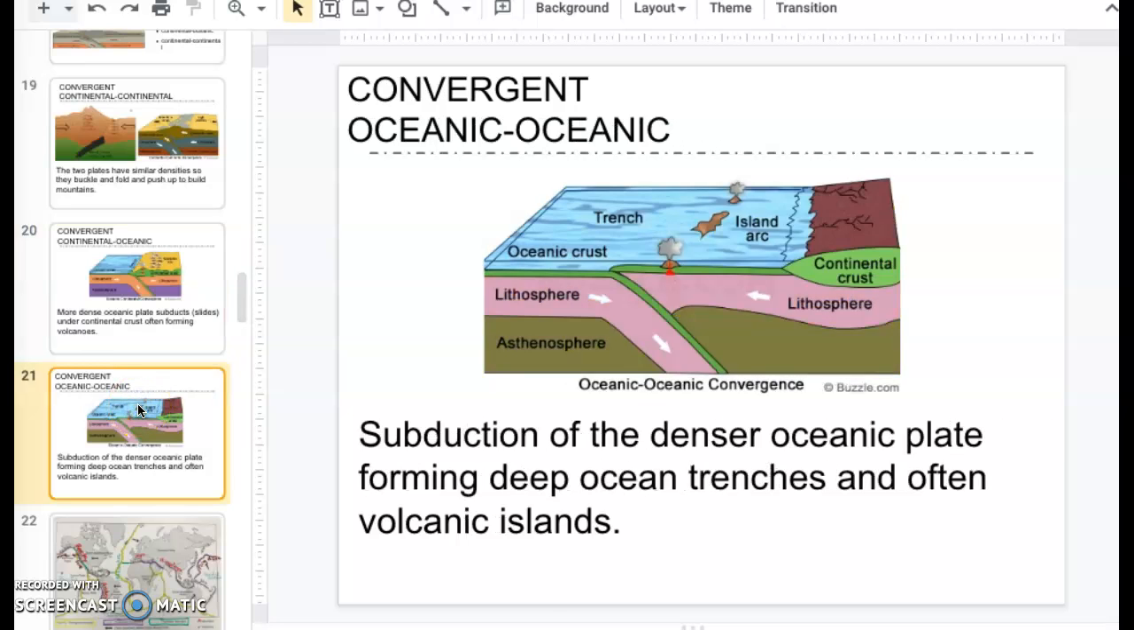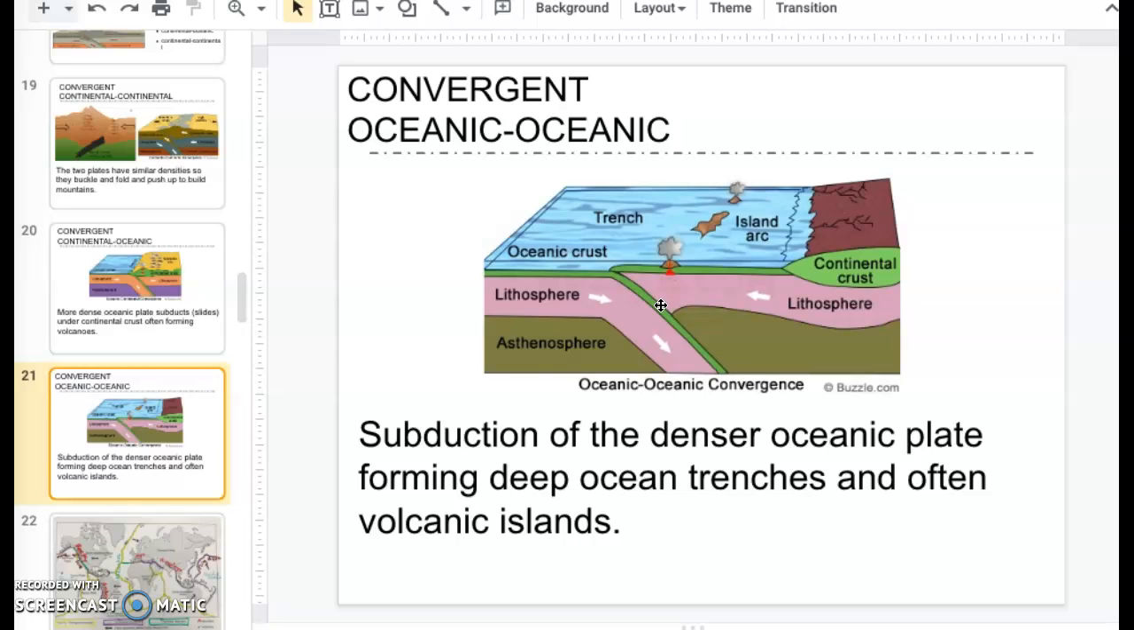The third type of convergent boundary is oceanic-oceanic. So with oceanic-oceanic, we have our two oceanic tectonic plates that are coming together. One is still subducting under the other. We still have melted material. We're not going to see a mountain range like we would on a continent because it's covered by the ocean floor.